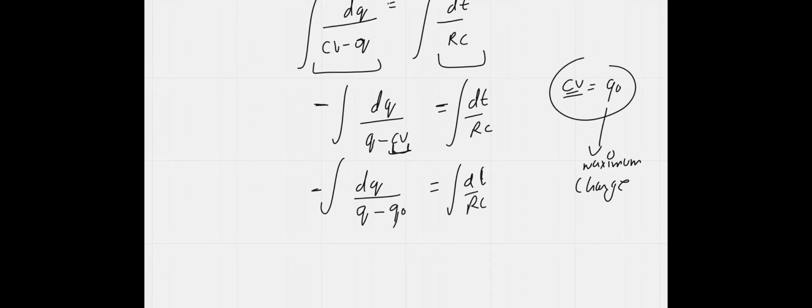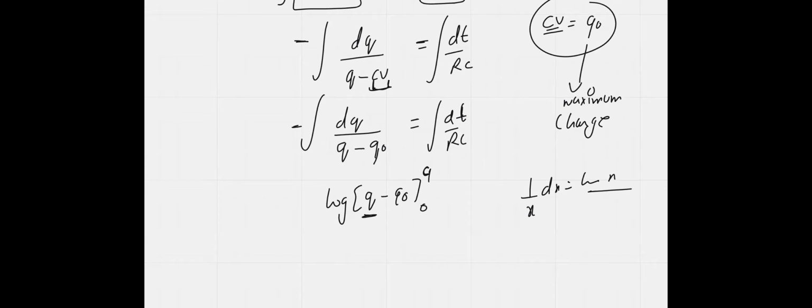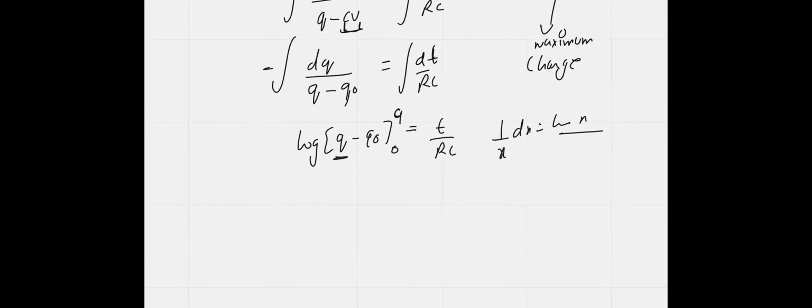And this is basically integration of a linear 1 by x dx. This comes out as log of x. So here the same thing is there. It will become log of q minus q naught. Here this q is variable, this is a constant value. From where to where am I going? I'm going from 0 to some random value q, so let's keep it as it is. Here the time is going from 0 to t, so you can call this t divided by RC.